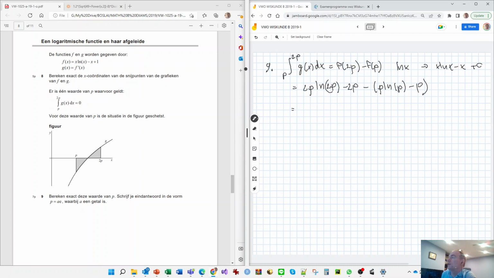So, let's just clean this up a little bit. Oops. Two p log 2p minus p log p minus p and a negative here, so get minus p.